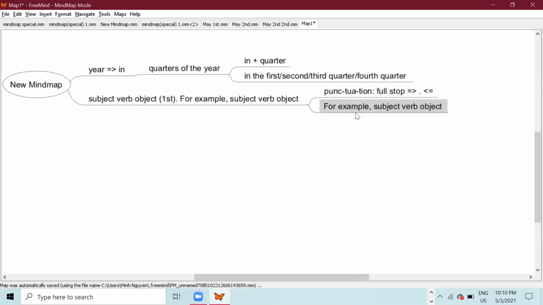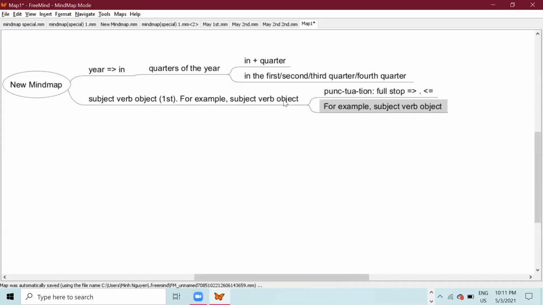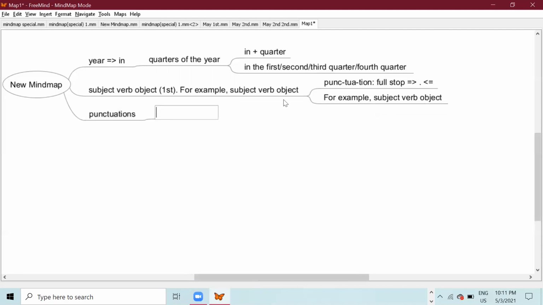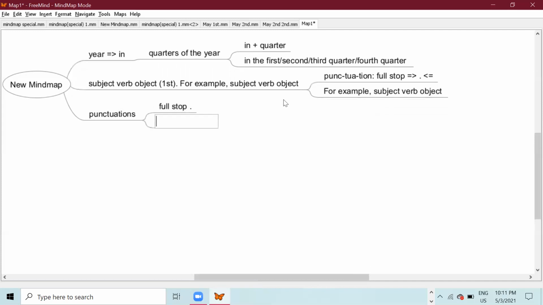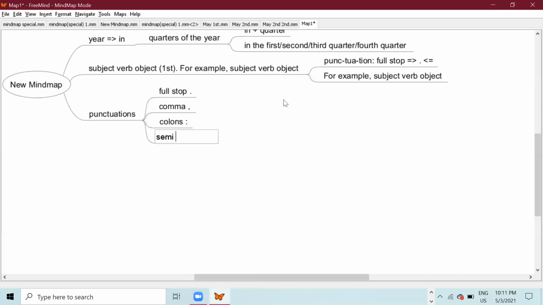For example, this is the comma. Don't use the colon like this. This is called the colon in English. So we have some kinds of punctuation in writing. The very first one is called the full stop. What is the full stop? Full stop is something like this. And the second one is the comma. This is the comma. And the next one, this is the colon. And the last one is the semicolon. What is it? This one is a semicolon.